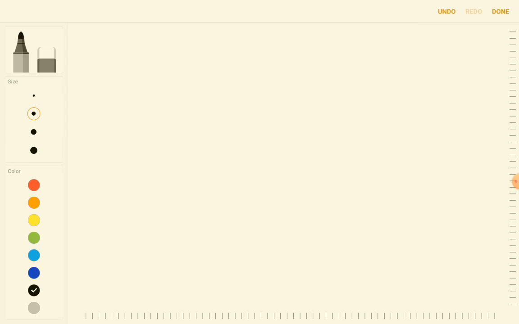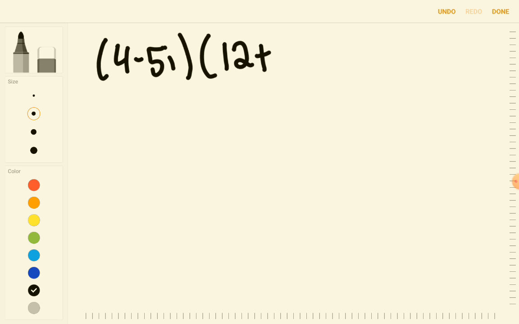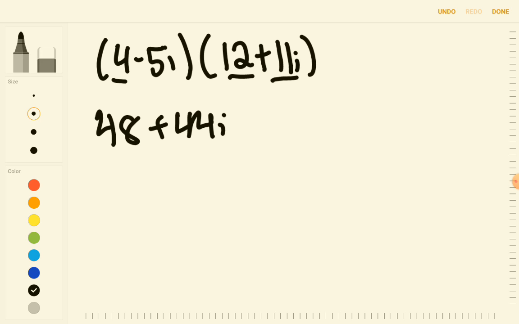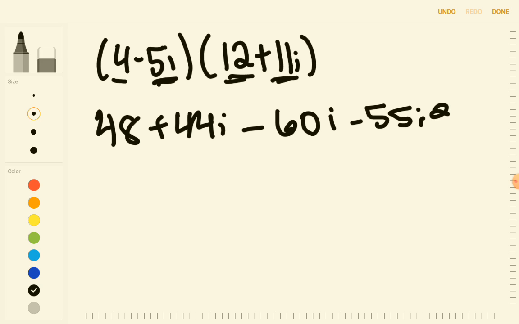And for our last problem, we have 4 minus 5i times 12 plus 11i. So first thing again, we will distribute. 4 times 12 is 48. 4 times 11i, which would be 44i, minus 5i times 12, which is 60i. And then minus 5i times 11i, which would be 55i squared.